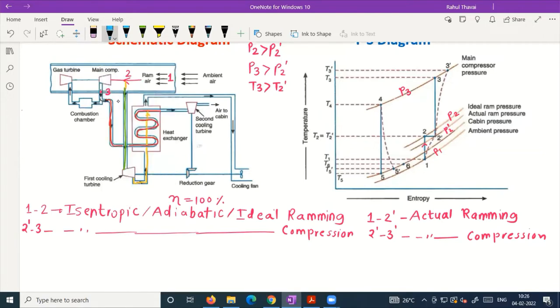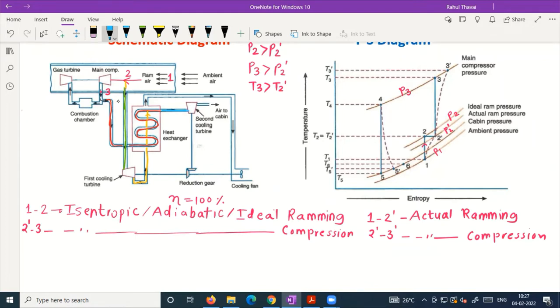Okay, so cold air comes out. See, now the cold air is coming out of the heat exchanger, because the cold air coming from the turbine is cooling the hot air coming from the compressor. And this heat exchange occurs in a heat exchanger.